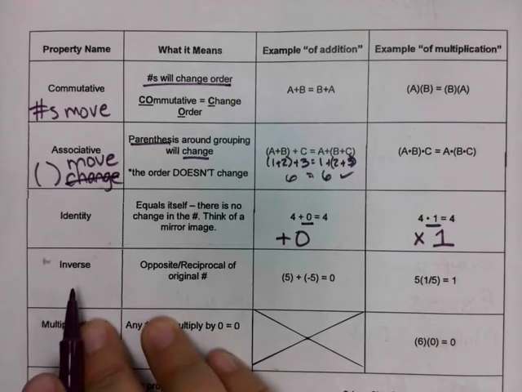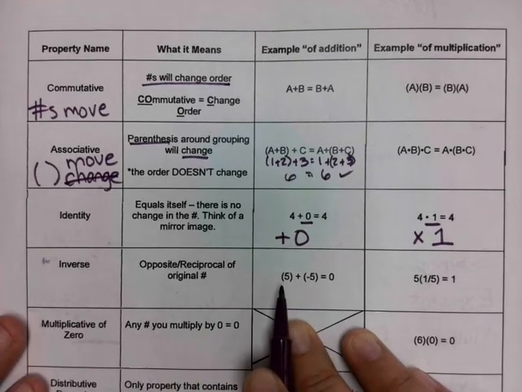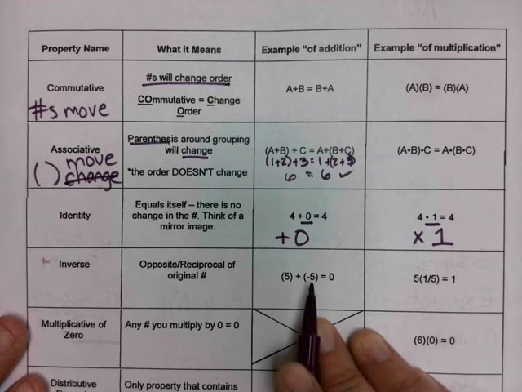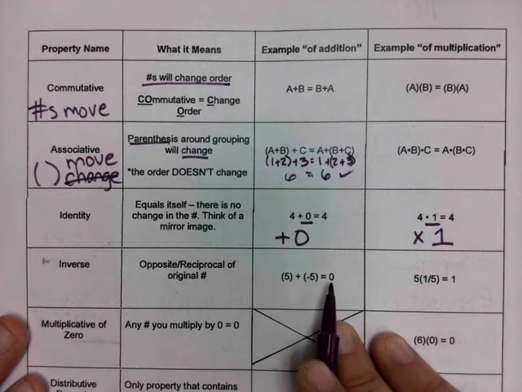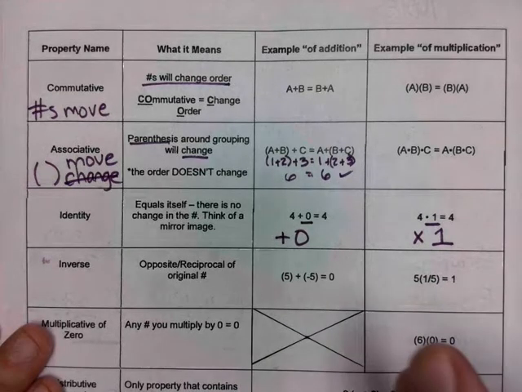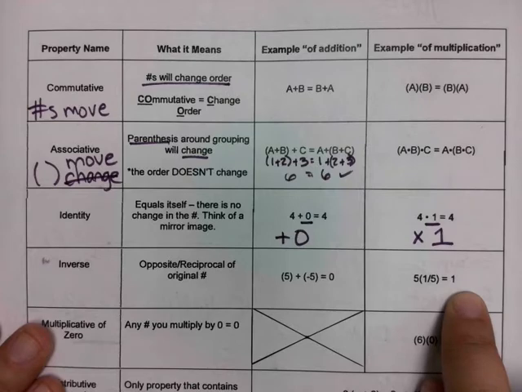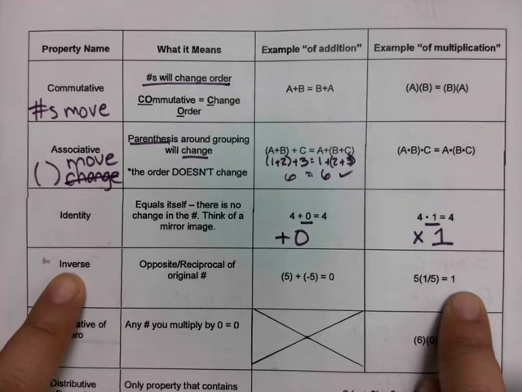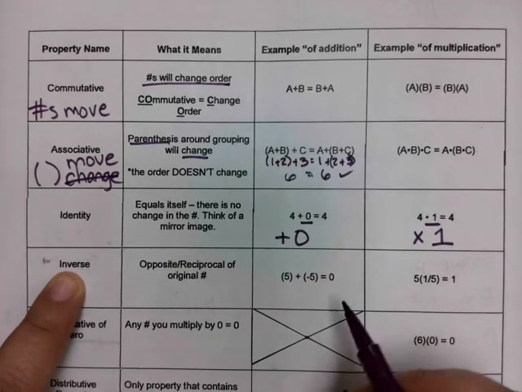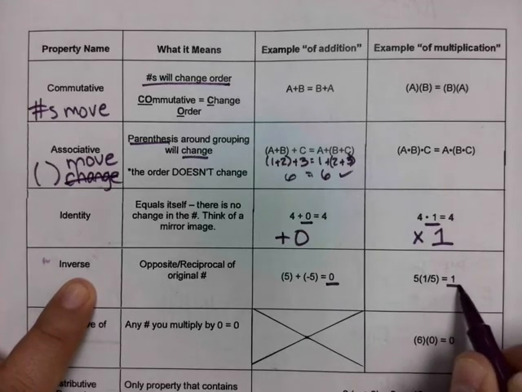Inverse is simply the opposite or the reciprocal. So for 5, if we were to add the opposite, we would add -5, and then we would get 0 as an answer. And then for multiplying, we multiply by the flip, the reciprocal. The reciprocal of 5 would be 1/5, and when we multiply that, we actually get 1. So for the inverse property for addition, the total is 0, and for the inverse property of multiplication, it equals 1.